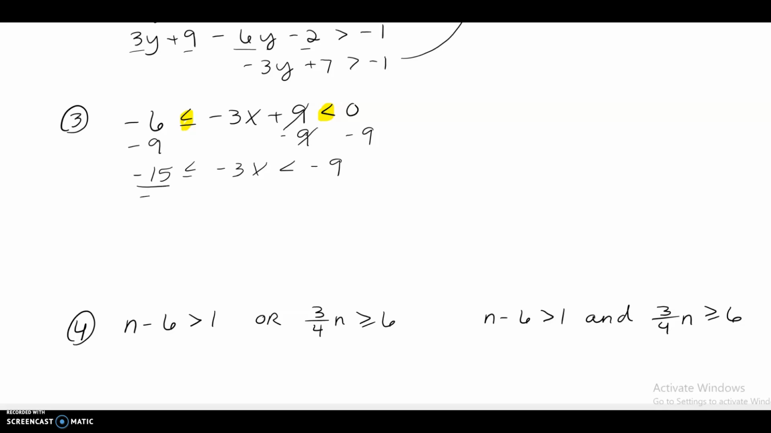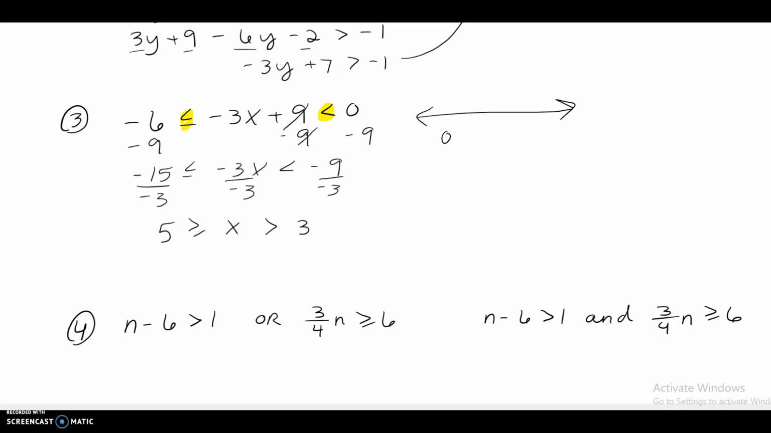And then I'm going to divide by negative 3. All right, and I need to flip those inequality signs because once again I am dividing by a negative. Okay, and notice that this one kind of came out a little backwards. Let's put it on a number line.